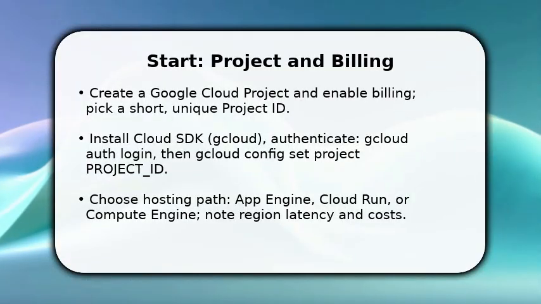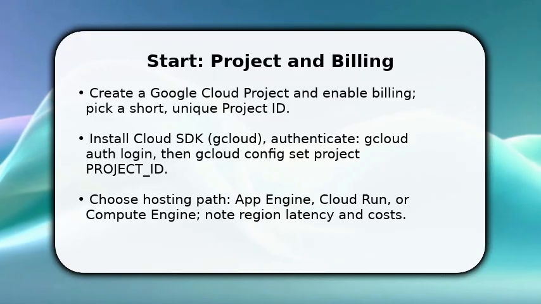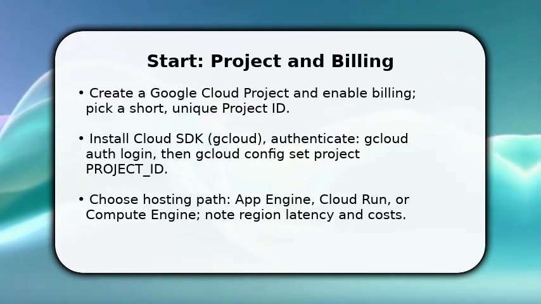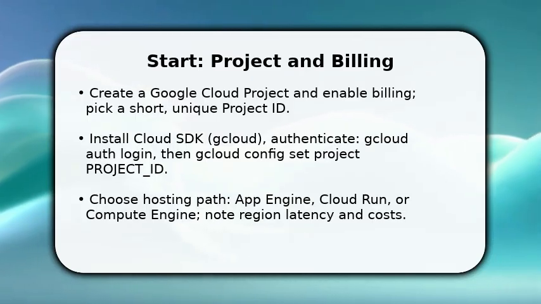You begin by making a project and turning on billing so resources can run. Once done, install Cloud SDK and run gcloud auth login, then set your project ID with gcloud config set project.